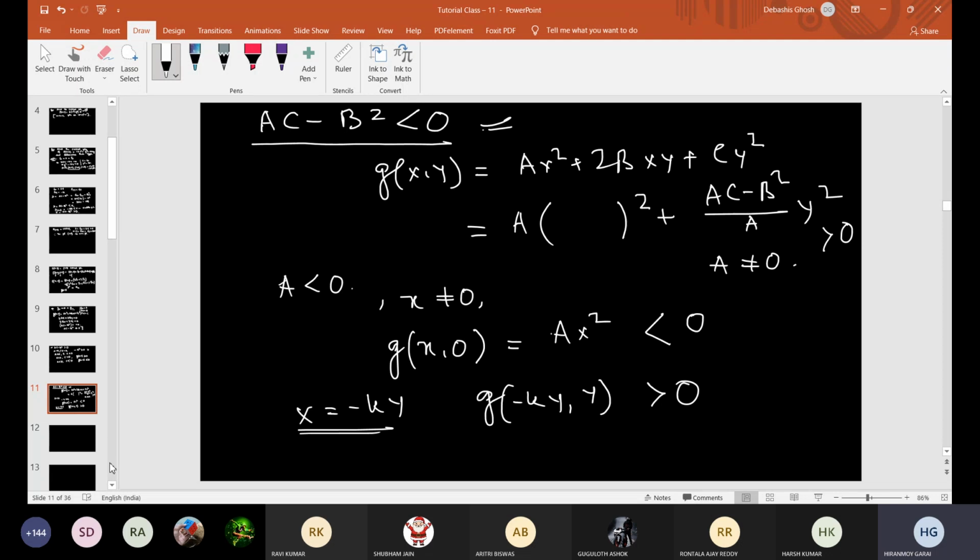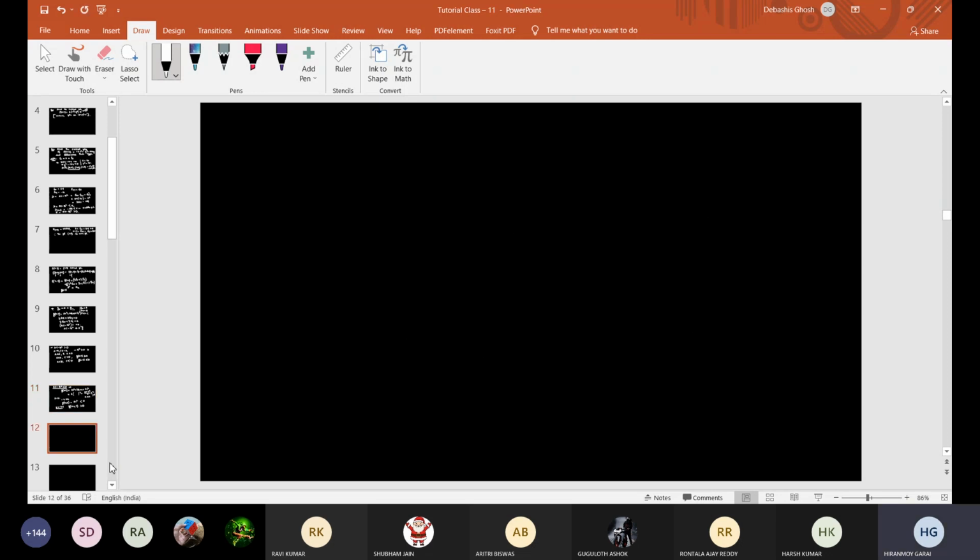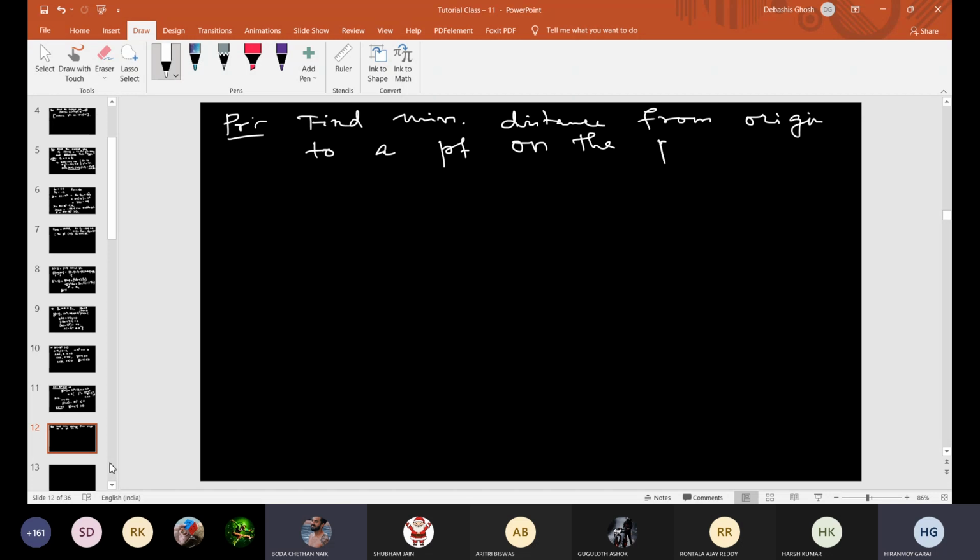So now we solve the last problem. Find the minimum distance from the origin to a point on the plane x plus 3y minus z equals 0. So we need to find the minimum distance from the origin to a point on the plane.